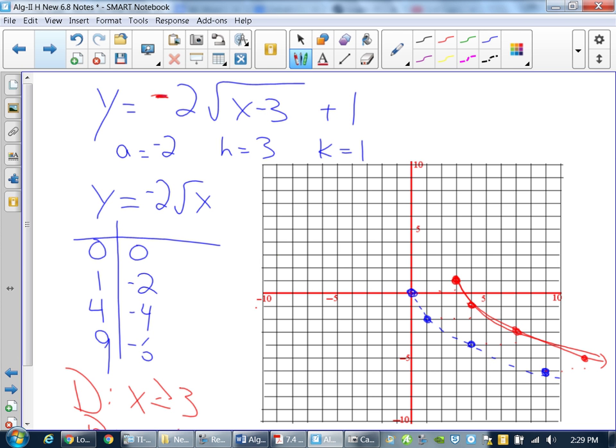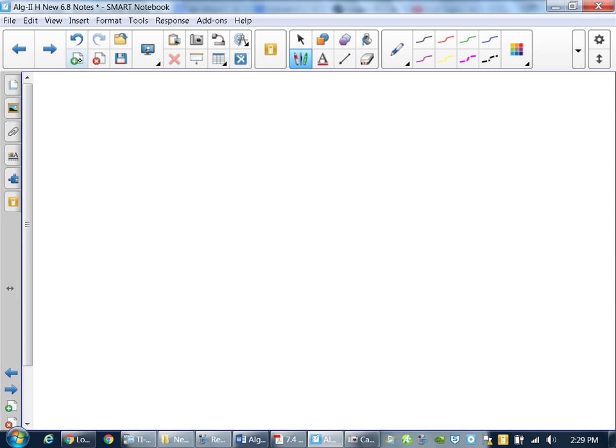Yes, ma'am. So if we have a homework question, how would they ask it? It's just going to say, graph y equals 4 root x plus 3 minus 7. State the domain and range. Okay.